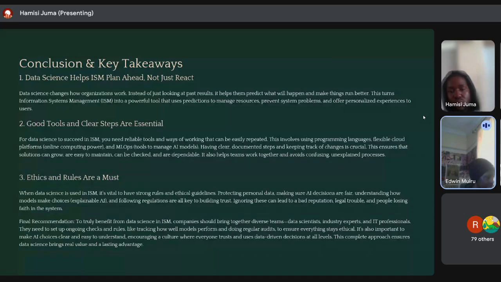They need to set up ongoing checks and rules, like tracking how well the models perform and doing regular audits to ensure everything stays ethical. It's also important to make AI choices clear and easy to understand, encouraging a culture where everyone trusts and uses data-driven decisions at all levels. This complete approach ensures data science brings real value and a lasting advantage.